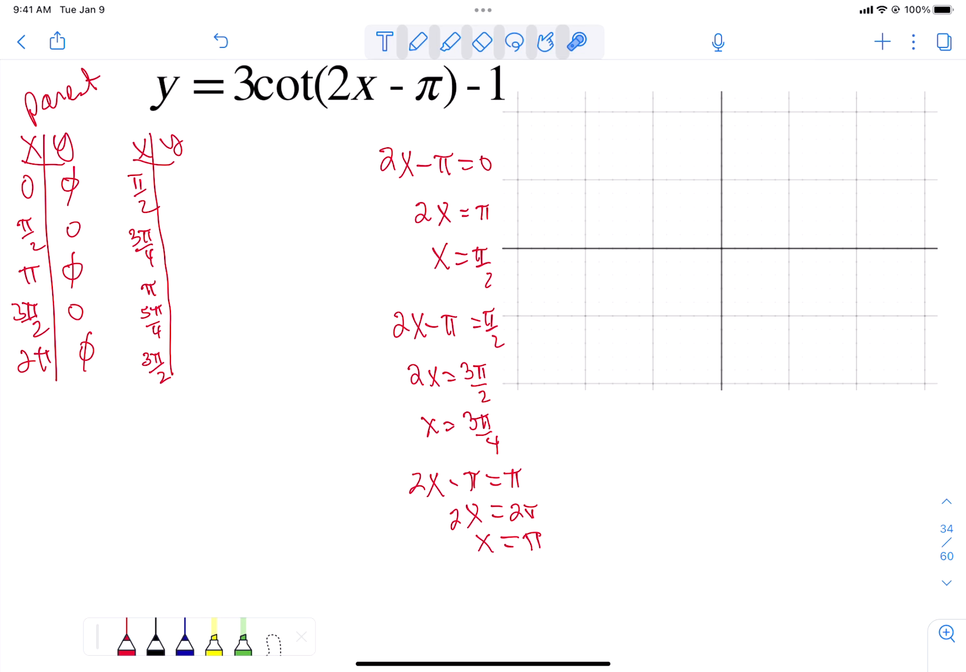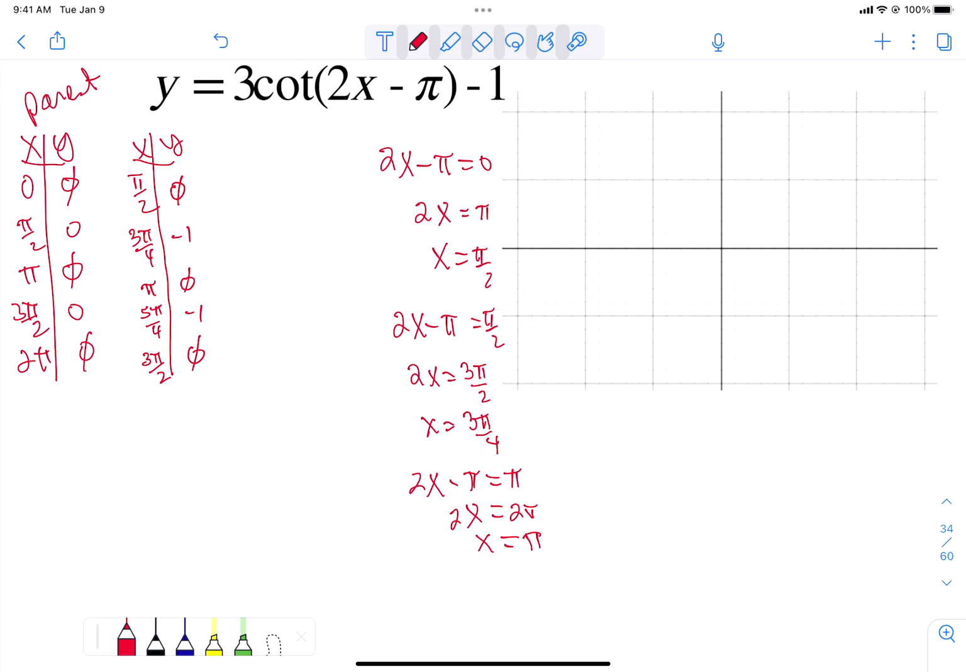Now, asymptotes are going to stay asymptotes. 3 times an undefined value minus 1 is still an undefined value. So you can put the asymptotes back in. So the first one, the middle one, and the last one are still an asymptote. Now the zeros, we're going to do 3 times 0 minus 1. Well, that's going to be 0 minus 1, so all the zeros become negative 1.